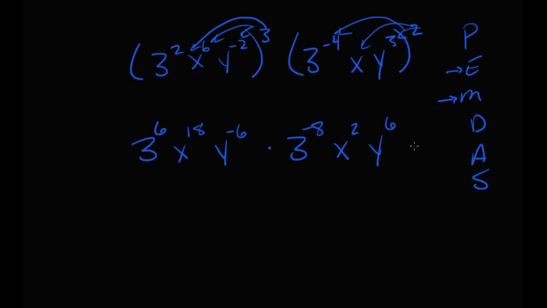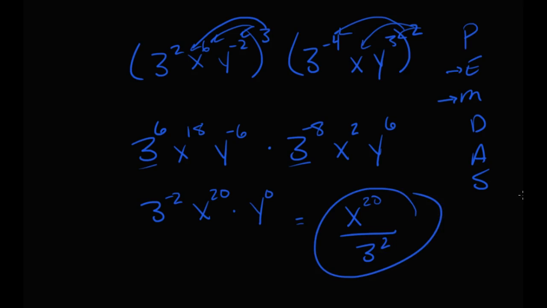Now, all we have is multiplication, so we're going to do multiplication. 3 to the 6th times 3 to the negative 8th, they have the same base, so I can add their powers. So this would be 3 to the negative 2nd power. X to the 18th times x to the 2nd would be x to the 20th. Y to the negative 6 times y to the 6 would actually give us y to the 0, which we know is really 1. So negative power means it goes in the denominator. Positive power means it stays where it's at. Zero power means that it's equal to 1. So this would actually be x to the 20th over 3 squared. Okay.